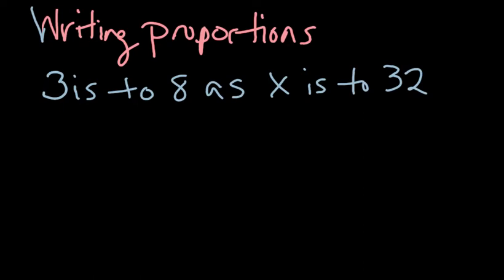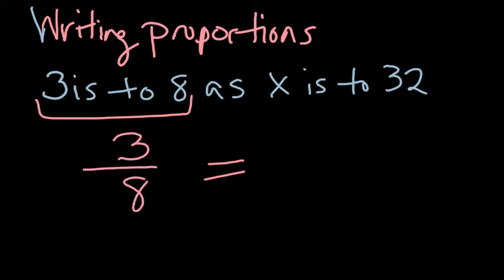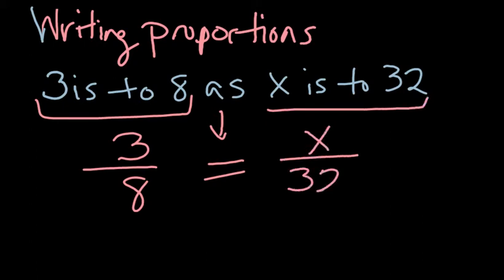Okay, writing proportions. When you see them written out in words like this, you make two fractions joined by an equal sign. So let's start with the equal sign. Now, this whole side is one fraction. 3 is to 8. That means 3 over 8. "As" is equals. X is to 32 is the next side. X over 32, just like that.